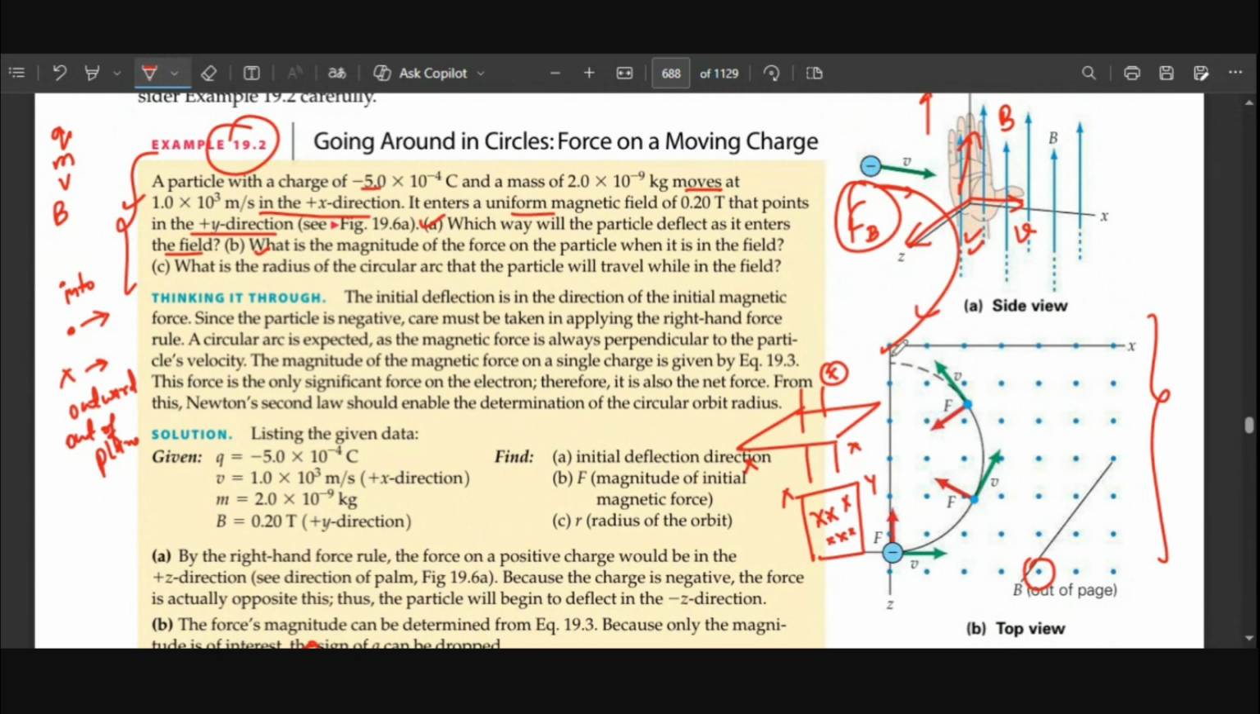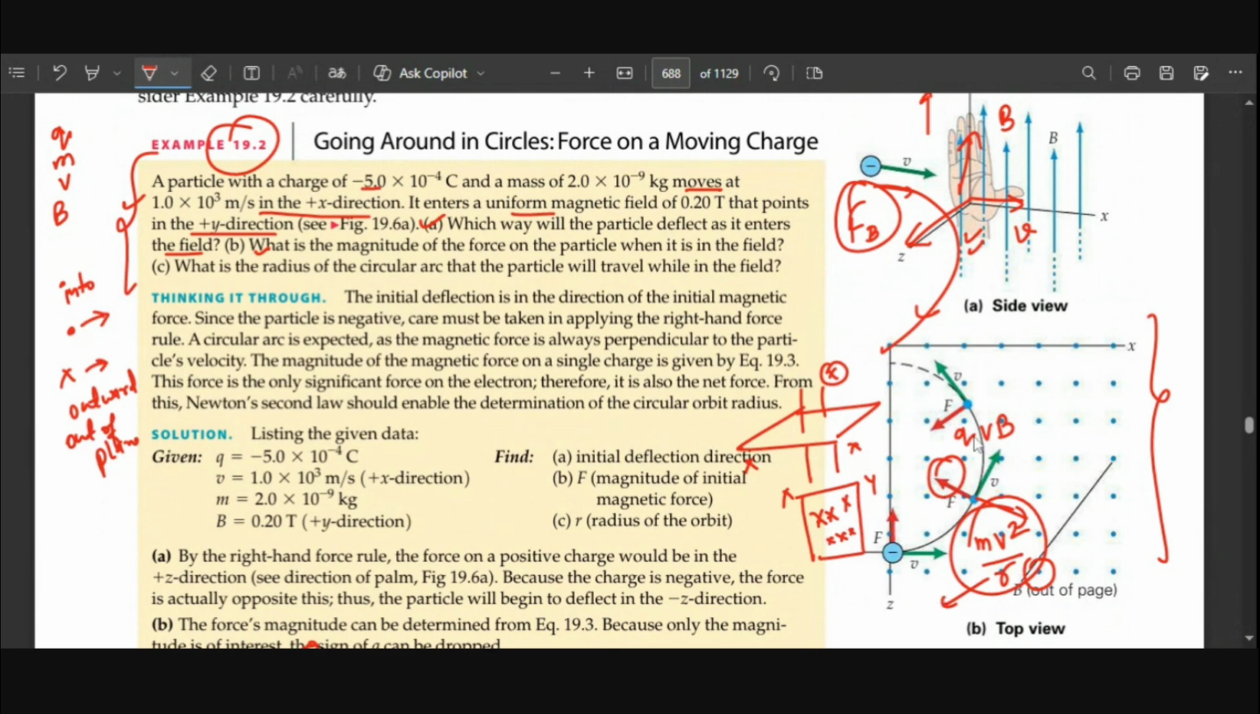So what is the radius of the circular arc? That is what we have to find. So how can we find it? We know that the force acting inward because of the magnetic field is going to be QVB. But there must be some force acting outward, which is going to be mv square by r, and this r will give us the radius. That is something we need to find here.